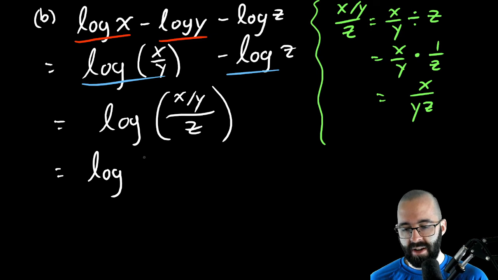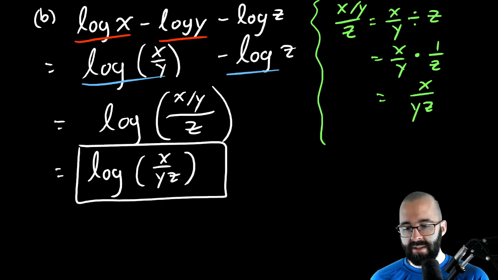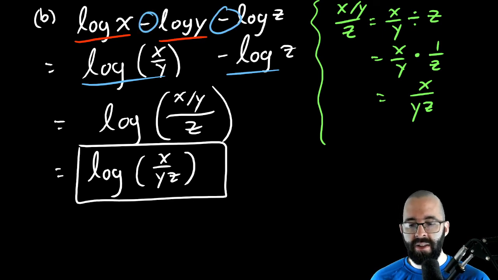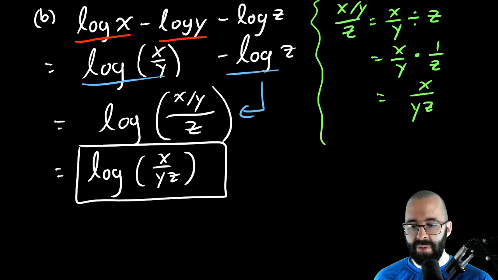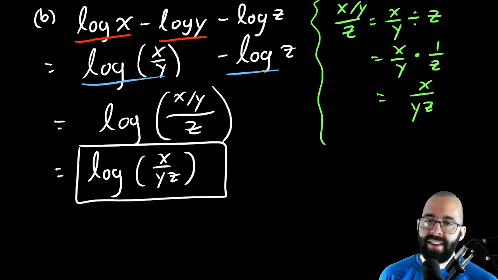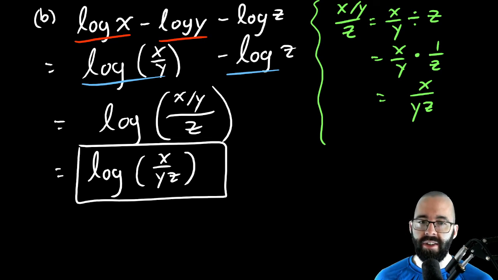So this whole thing is just a common log of x over yz, which looks really nice. Notice that everything with a minus sign is in the denominator. So after you do a bunch of these, you're going to see that this step can actually be kind of skipped because we know what we're going to get. If we got a minus sign, that means denominator, and you can kind of start combining them in a single step. We'll do that in video 4.